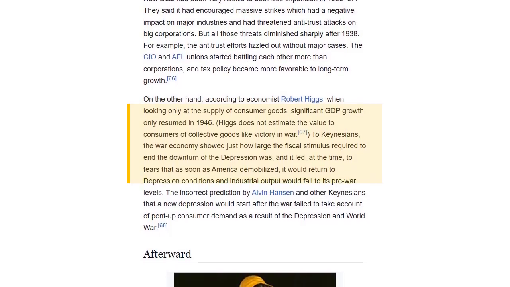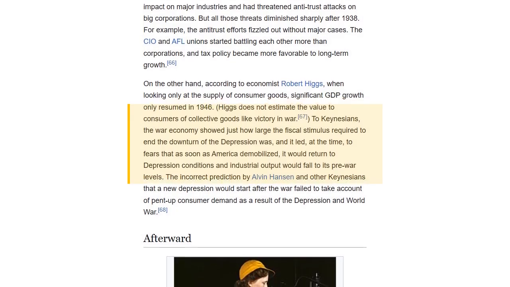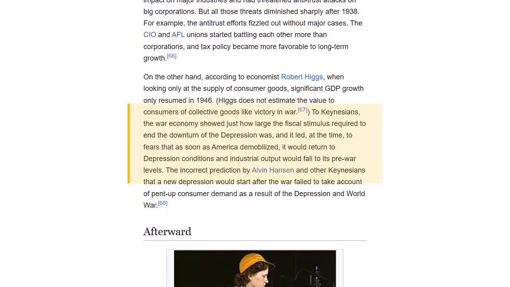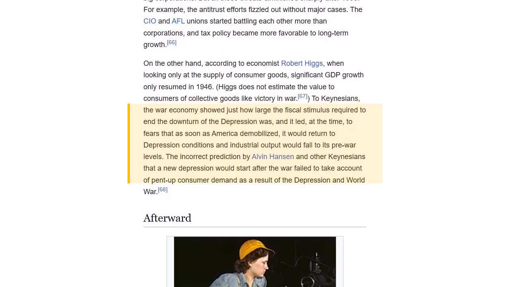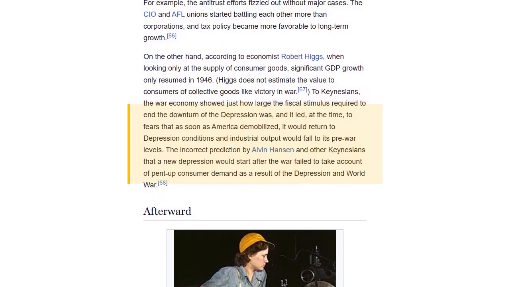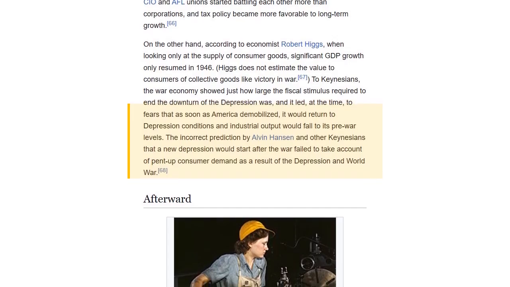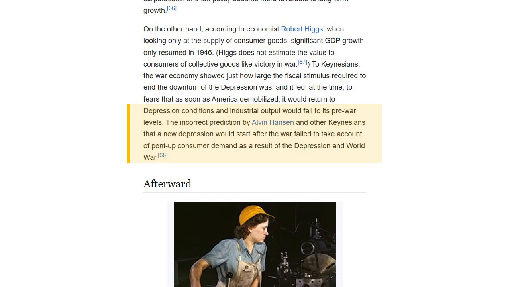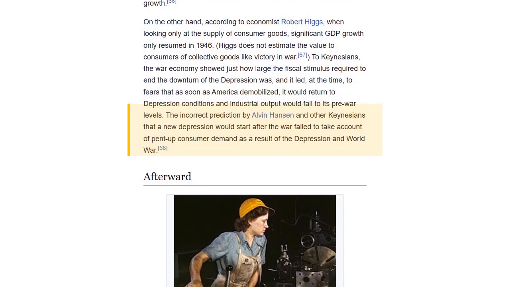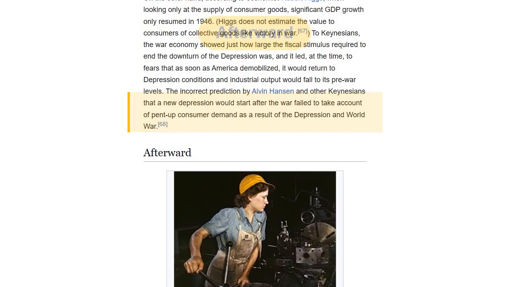To Keynesians, the war economy showed just how large the fiscal stimulus required to end the downturn of the Depression was, and it led at the time to fears that as soon as America demobilized, it would return to Depression conditions and industrial output would fall to its pre-war levels. The incorrect prediction by Alvin Hansen and other Keynesians that a new depression would start after the war failed to take account of pent-up consumer demand as a result of the Depression and World War.